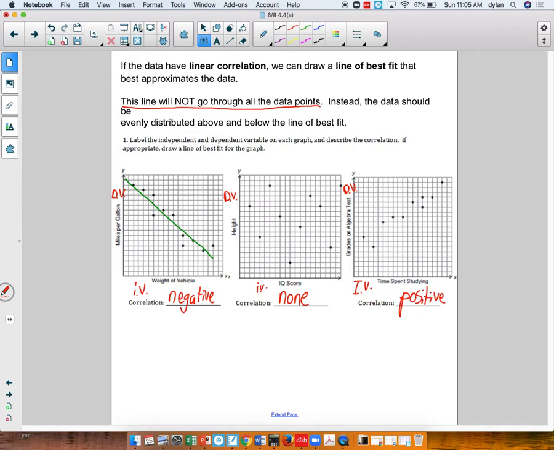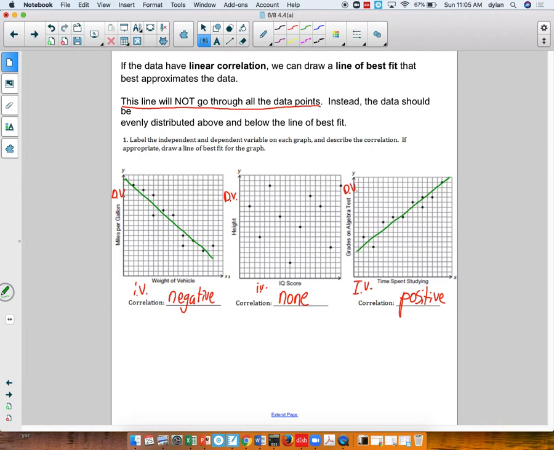So in other words, we could draw a line through this data set that bisects the data, and that line of best fit is essentially the line that most accurately represents that data set. And we're going to talk a lot more about lines of best fit in 4.5 as well.